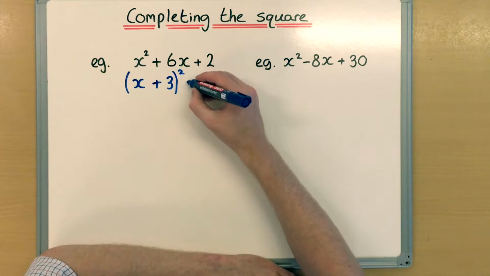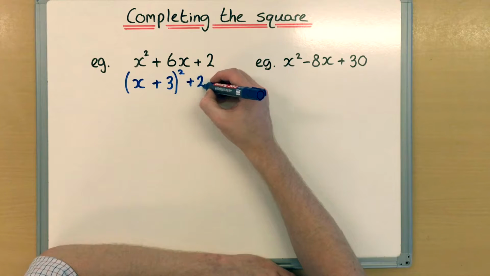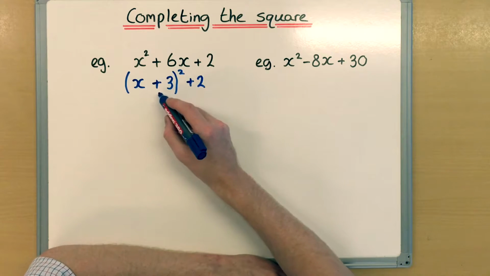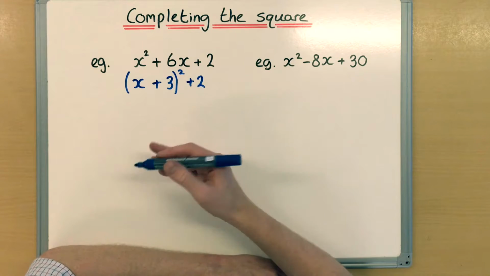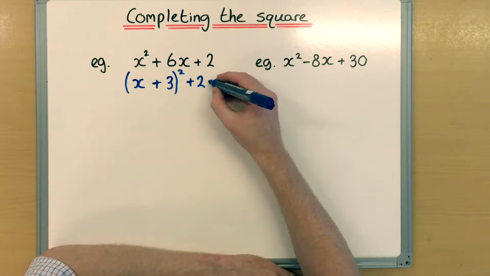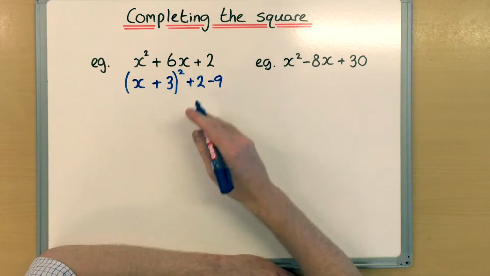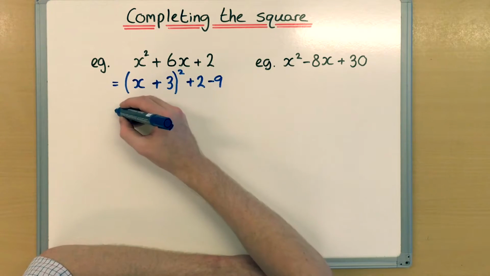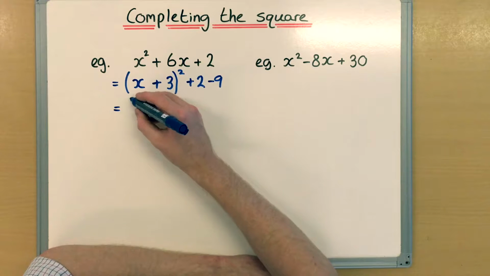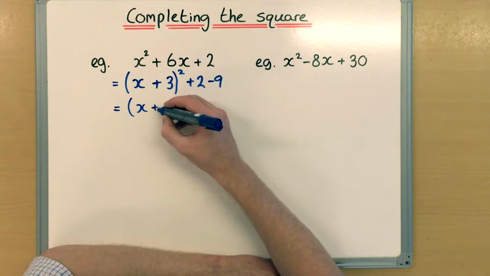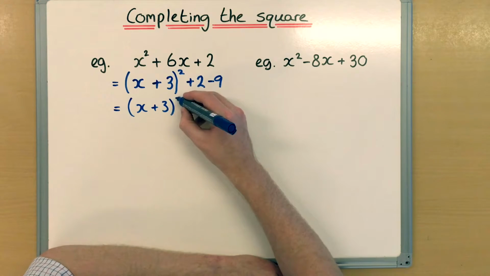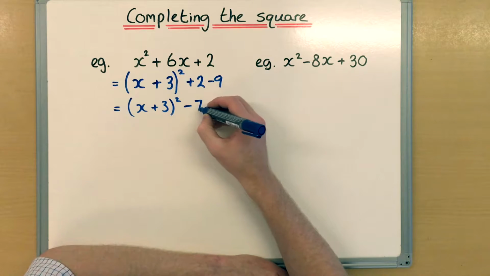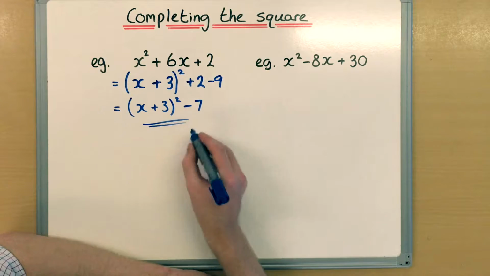So this plus 2 is still sitting here like this, and the final thing we need to do is look inside our bracket. We need to look at this number here, the 3. We need to square it. 3 squared is 9, and we need to take it away on the end. The reason for this is discussed in the proof. So finally, we're just going to neaten this up. So I've got x plus 3 squared plus 2 minus 9, well that just equals minus 7, and that's my answer.